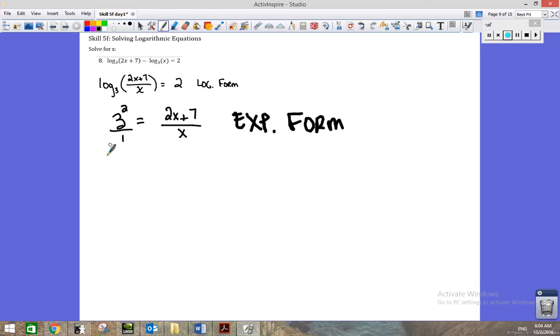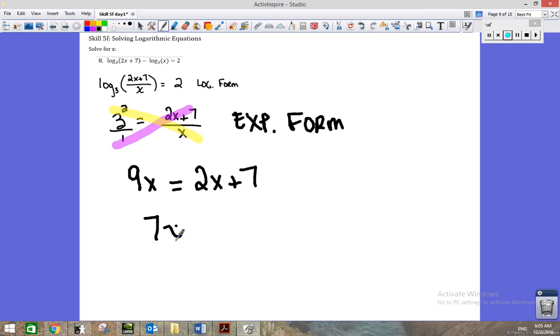So when you have a ratio equal to a ratio, that's a proportion. One technique is to cross multiply. We multiply along this diagonal and then multiply along that diagonal and set those products equal to each other. So 3 squared is 9, and 9 times x is 9x. And 2x plus 7 times 1, well, that's just the 2x plus 7.